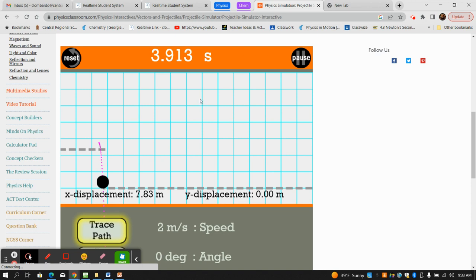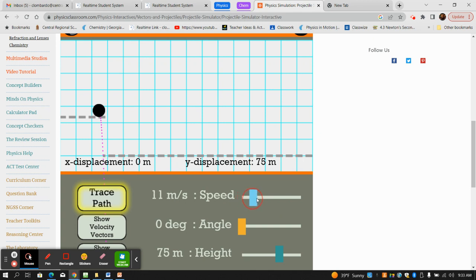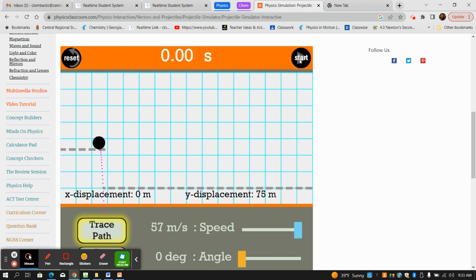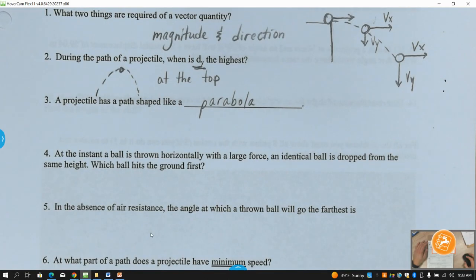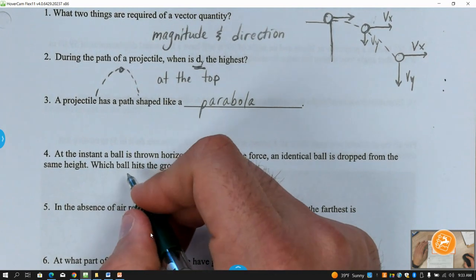Now remember that time. What is it? 3.91. Now, if I launch this at a much faster speed, see how much farther it goes out? But how much time did it take? The same. So the x component of this motion is not affected by the y, or the y is not affected by the x. So the answer to this one would be same time.